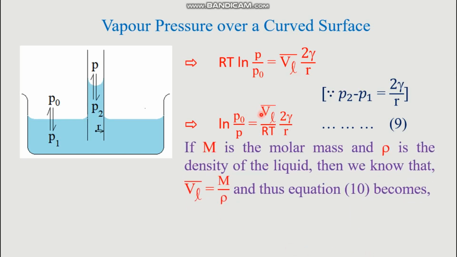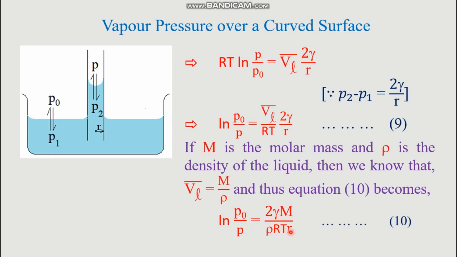And in place of V_L bar, we can also put another relationship, capital M by rho. Capital M is the molar mass, rho is the density. So if molar mass is divided by density, then molar volume is obtained. So in place of V_L bar, we can put the molar mass of the liquid divided by the density of the liquid, and thus equation 9 becomes equation 10 in this form. ln P0 by P equals twice gamma M over rho R T small r.